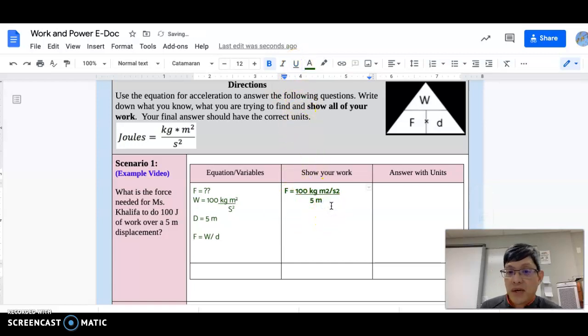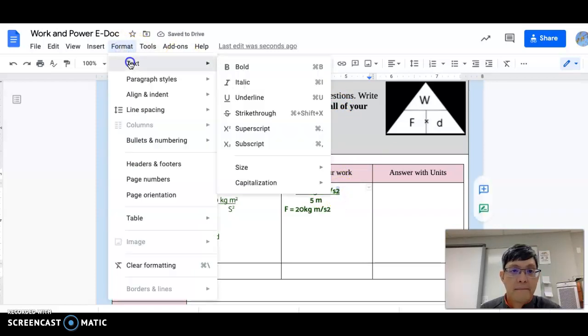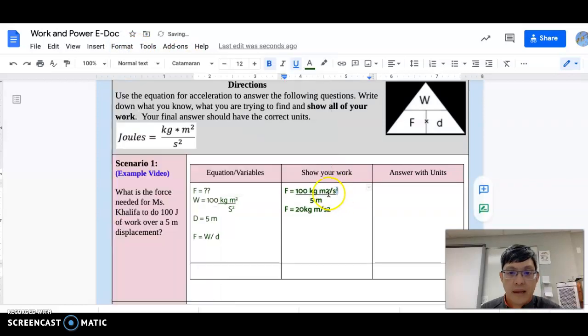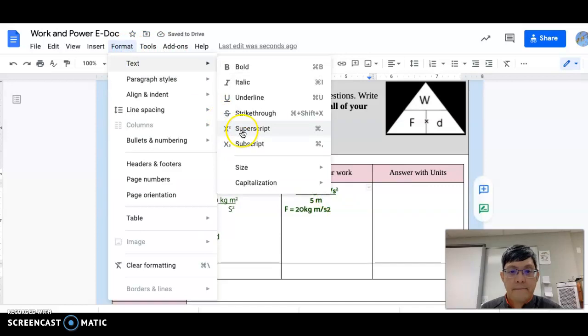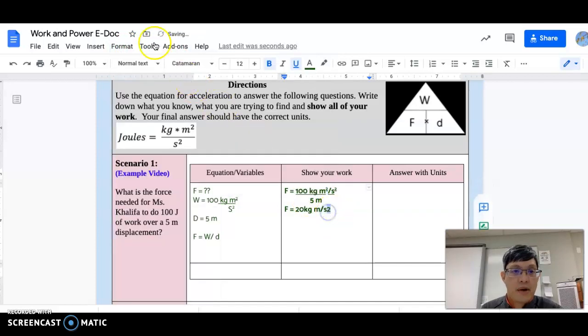Okay, so what's 100 divided by 5? So I grab my calculator, do 100 divided by 5. You should know that is roughly 20. And the meter cancels with the meter squared, so you still have 1 meter left. So it's kg m divided by second squared. Okay, and we square all of that.